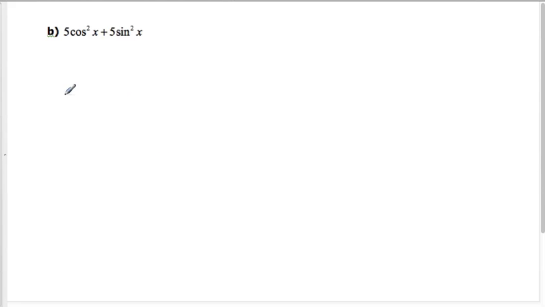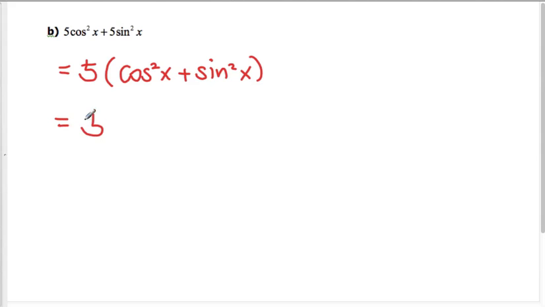Alright, 1b, 5 cosine square x plus 5 sine square x. I notice there's 5's in both terms, so I'm going to factor out the 5, and I see cosine square x plus sine square x. And I know from our Pythagorean identity this is equal to 1, so I have 5 times 1, which is equal to 5.